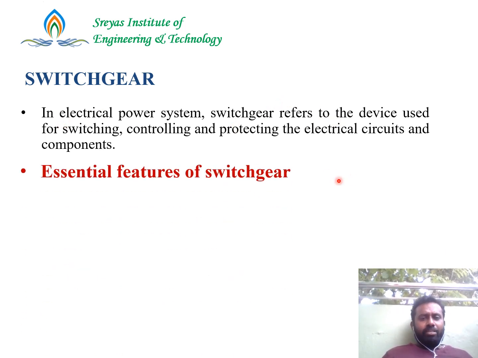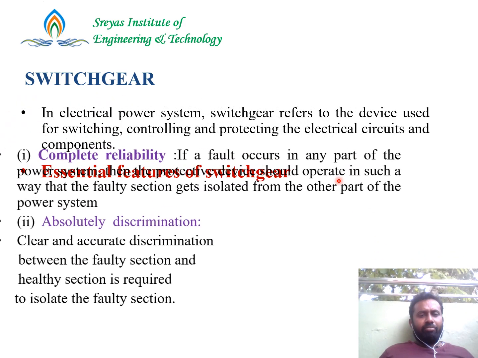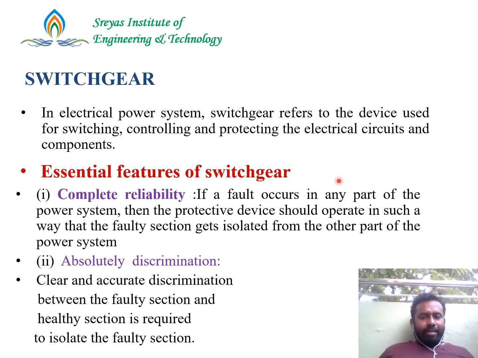Now, essential features of a switchgear. What are the essential features that a switchgear must have? Complete reliability. If a fault occurs in any part of the power system, then the protective device should operate in such a way that the faulty sections get isolated from the other part of the power system. That is, it must be very reliable.